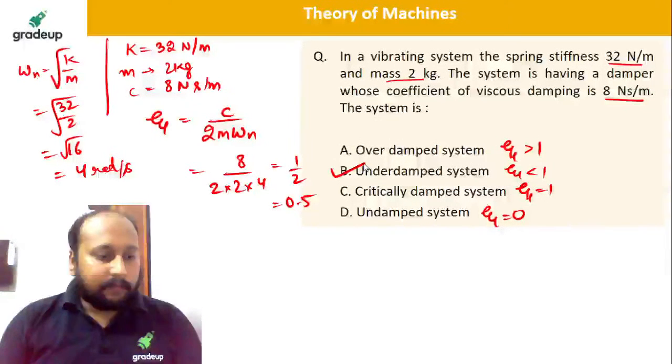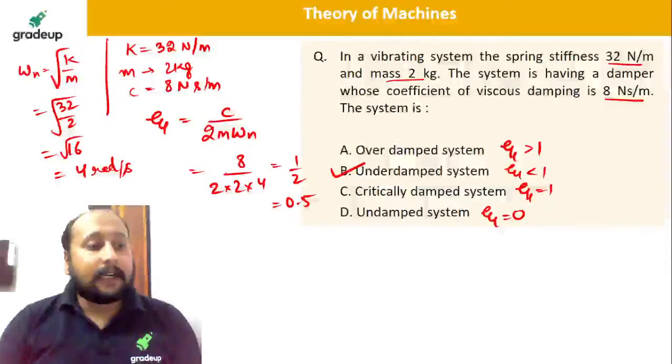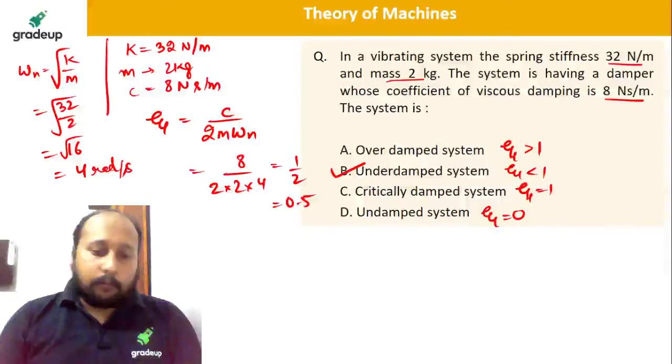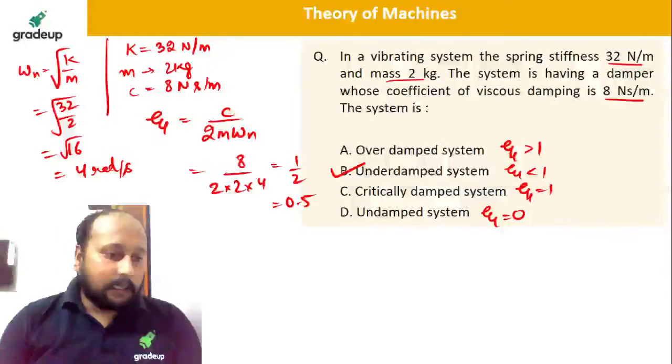Option B, very good. Pratibha, it will be option B because zeta is coming out to be less than 1. If zeta is less than 1, that means we are talking about an underdamped system, then we will be having vibration. Clear? Okay. 0.5, very good. Chandrasekhar, absolutely correct. 8 by 16, correct.